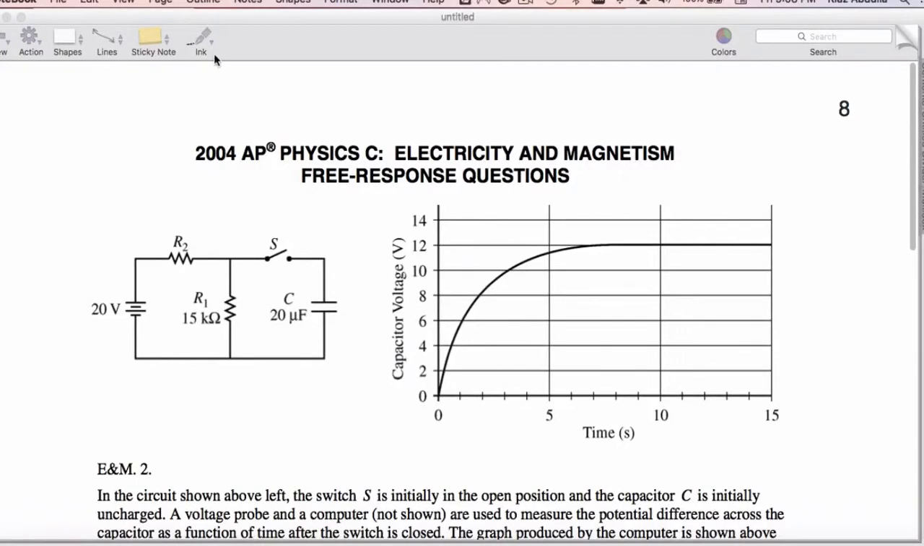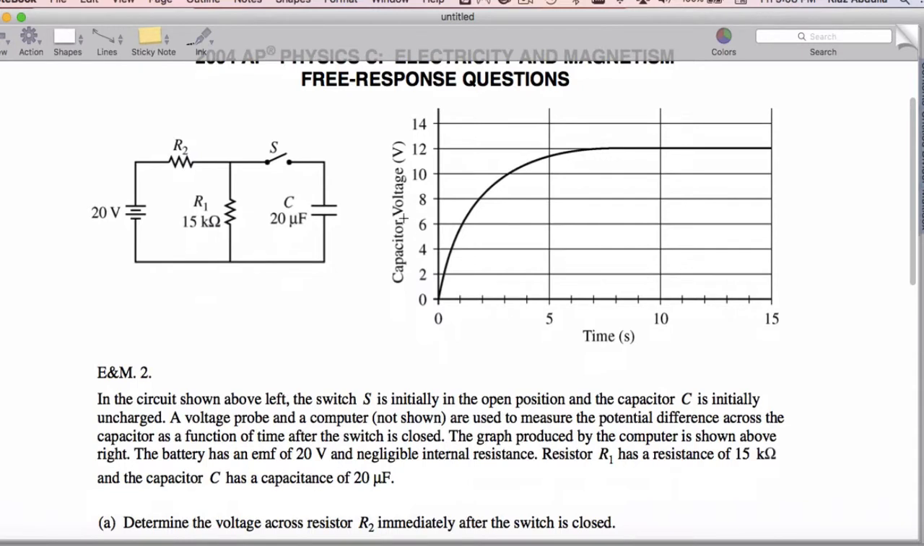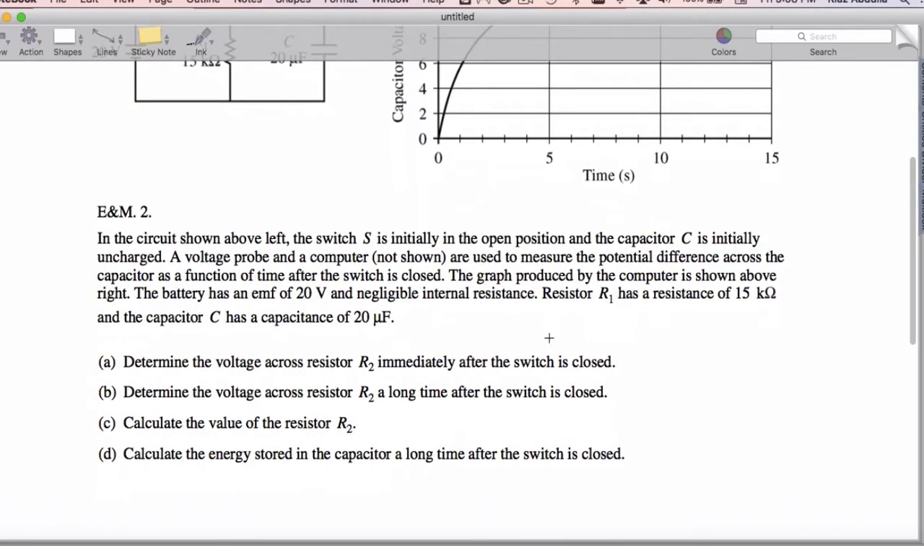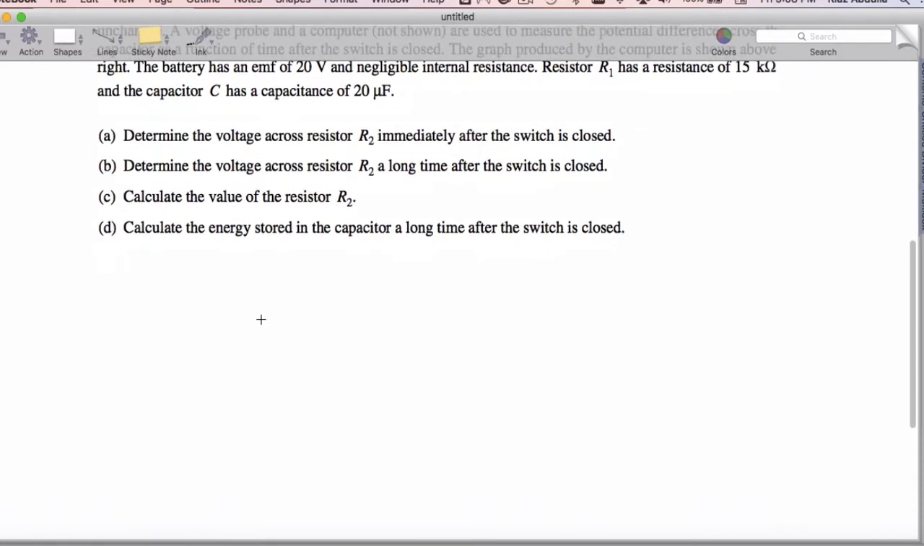Let's begin the test bank problems with the 2004 exam. So we have this circuit. We're going to close the switch at time equals 0, and we're going to calculate various things across this circuit. So we want to determine the voltage across the resistor R2 immediately after the switch is closed.